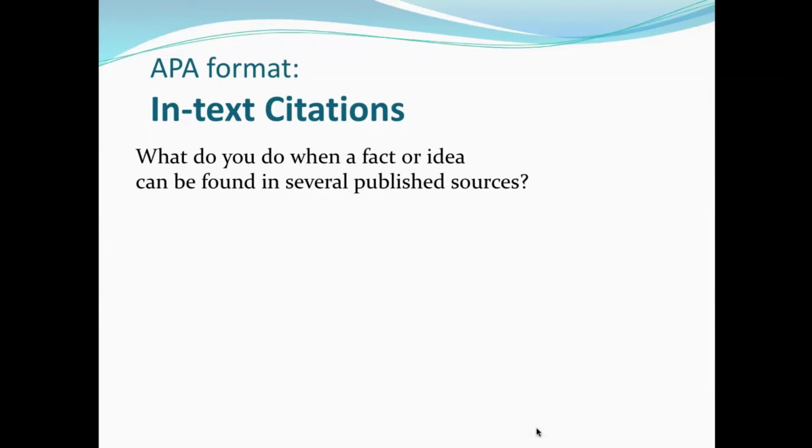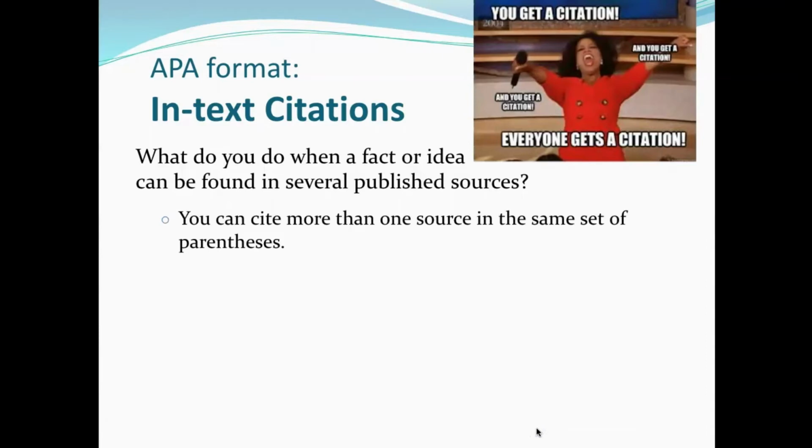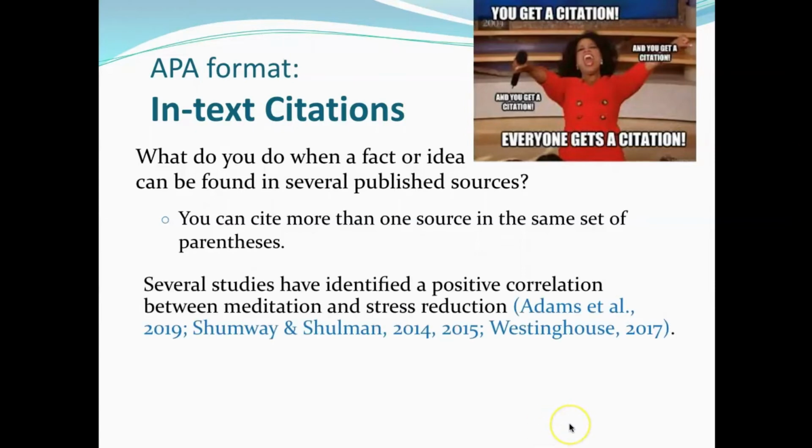So what do you do when a fact or idea can be found in several different sources? Like you're not sure which one gets the credit for it. So actually you can cite more than one source in the same set of parentheses. This is especially useful in like a literature review for a master's thesis or dissertation.